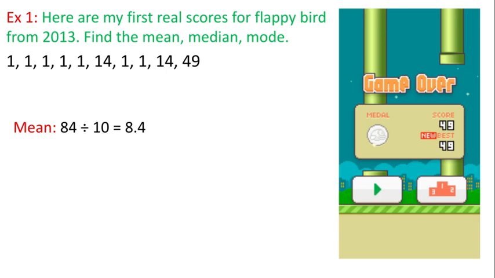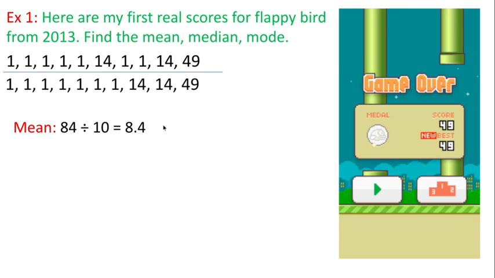The median means the middle number, but I have to put them in order first. So I rearranged them a little bit, and now I find the middle value, which there's two numbers in the middle, and I'll take the average of those. So my median is 1. The mode is the most popular, so my mode is also 1.